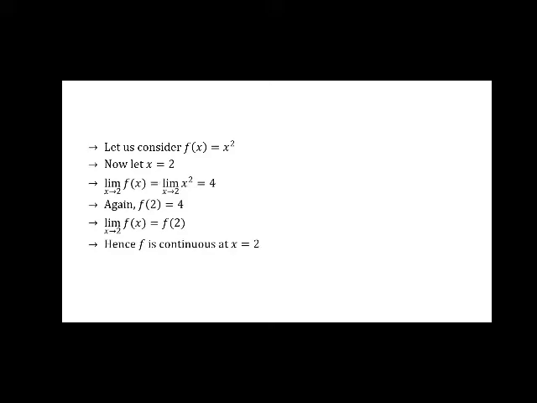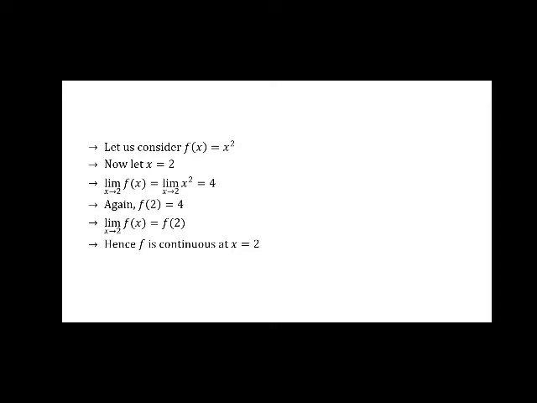Then let us take the same function and a different point, that is x equals 2. We will see that if we calculate the limit, it is 4, and if we see the functional value, that is also 4, and hence my function is continuous at x equals 2.